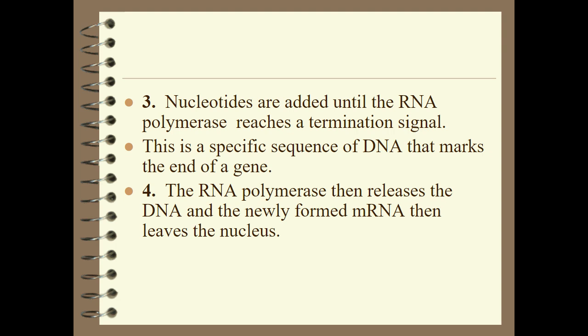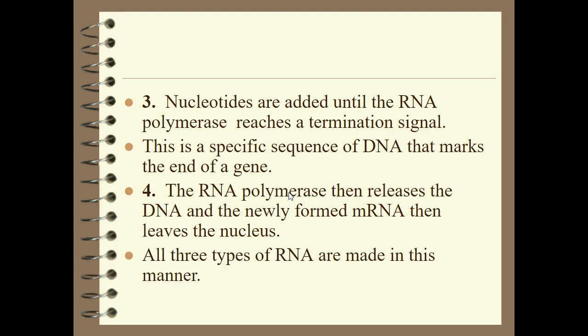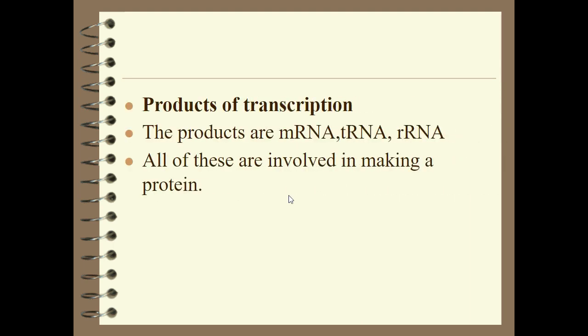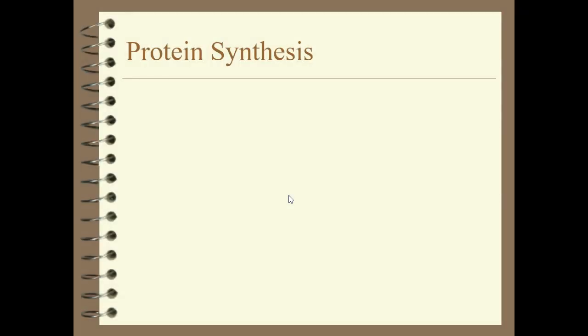So, a specific sequence of DNA makes this the end of the gene. So DNA has a sequence in order to know what ends the gene. RNA polymerase then releases the DNA, and the newly formed messenger RNA then leaves the nucleus. There are three types of RNA made in this manner. So the products of transcription are three types of RNA. All of them are involved with making protein.